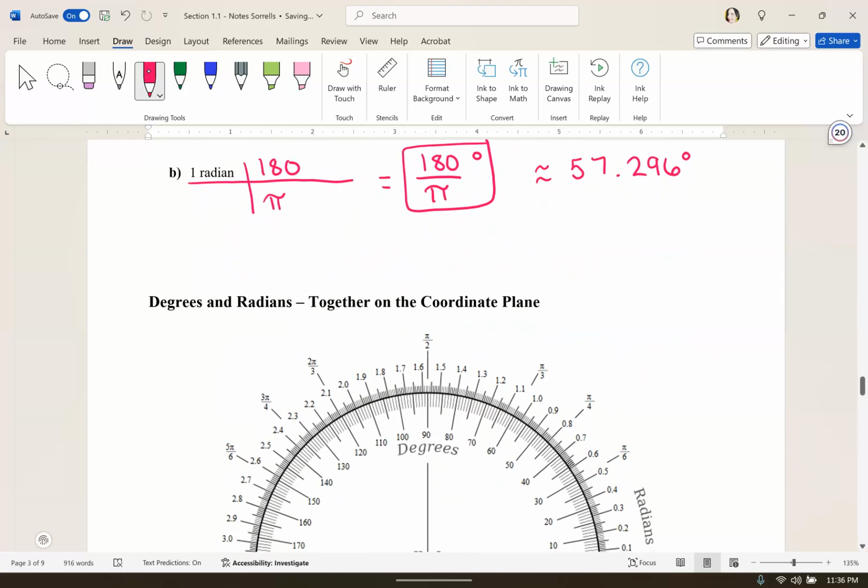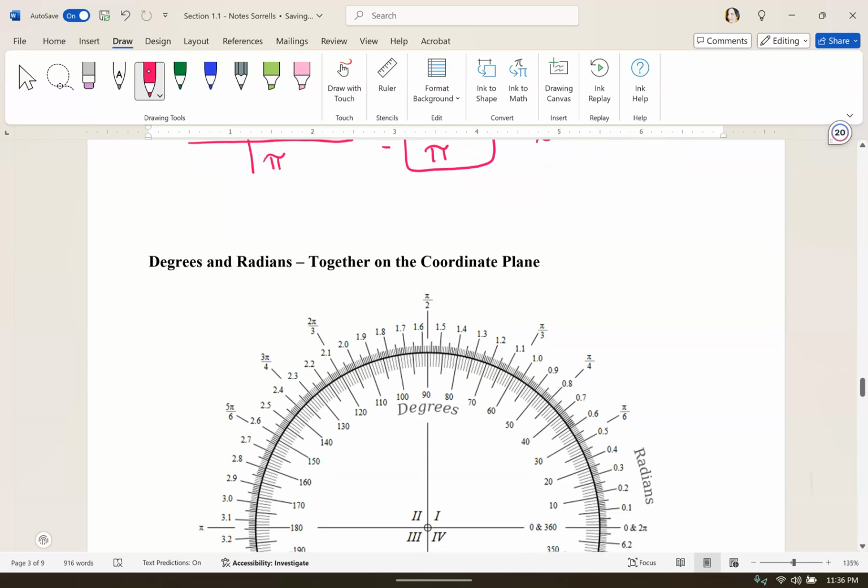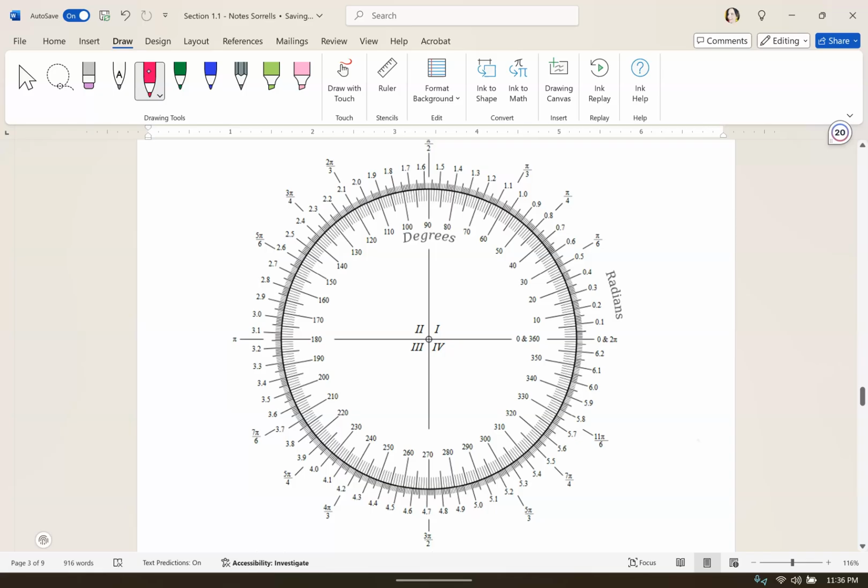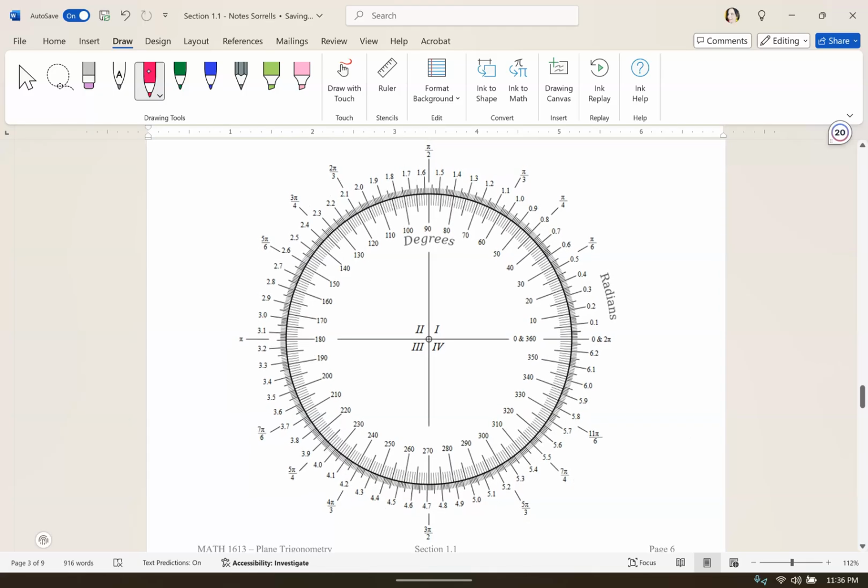Okay, so degrees and radians can come together on that coordinate plane. So I want us to look at this, and I want you to focus on quadrant 1. So quadrant 1 is right here and right here. Quadrant 1 goes from 0 degrees to 90 degrees. So I want you to focus on that for now. There are some things that I want you to take note of.